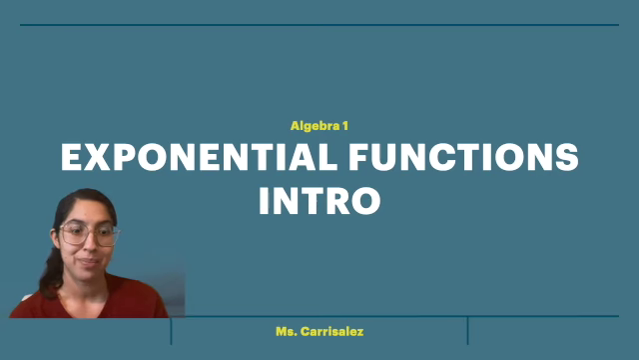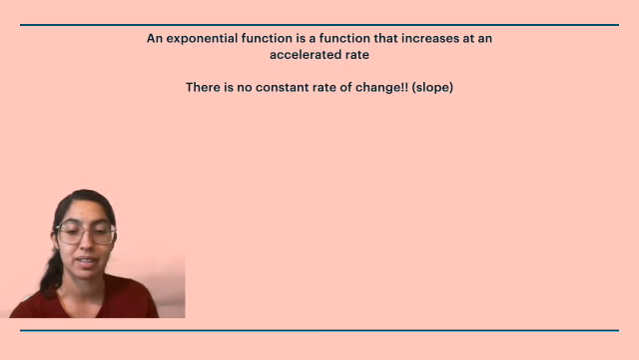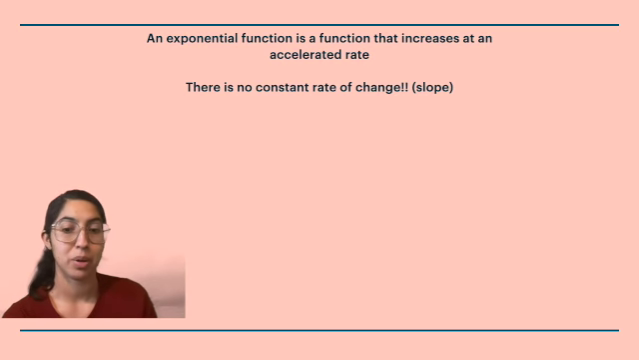So here we go. An exponential function is a function that increases at an accelerated rate. There is no constant rate of change or slope. So linear, straight line was always a constant rate of change, a rise over run, your slope. We don't have that in exponential. It's not going to make a straight line.